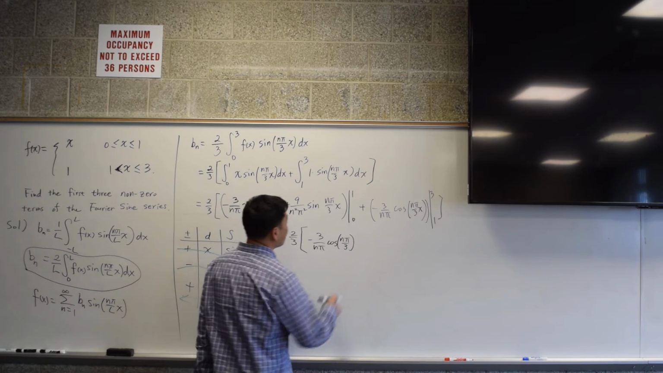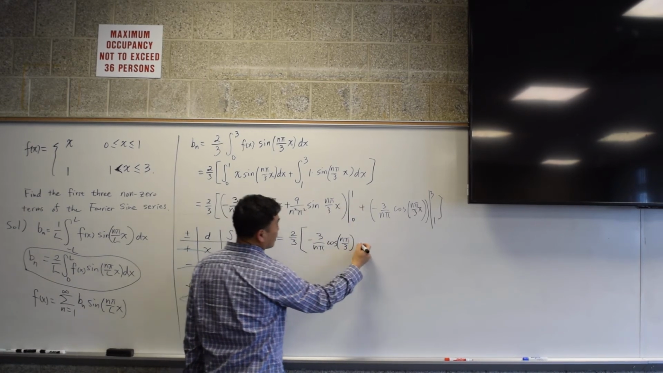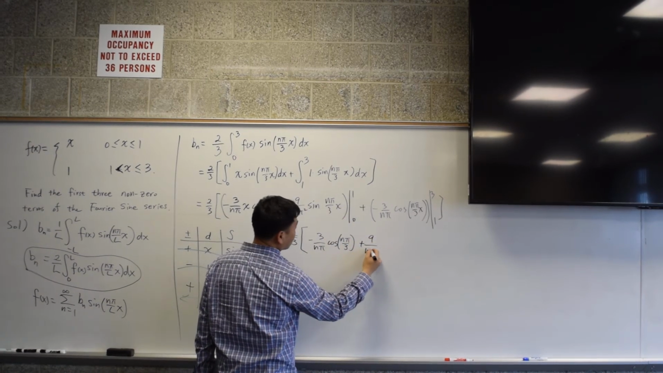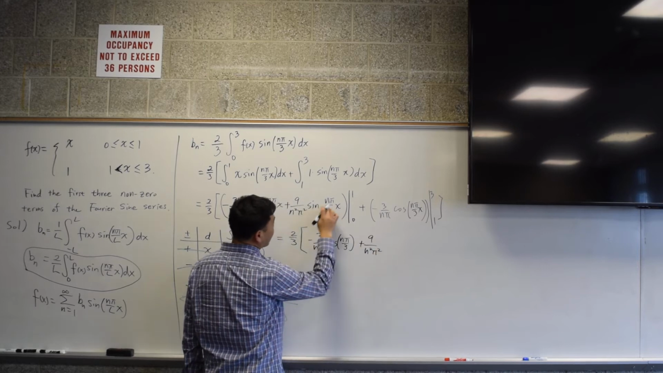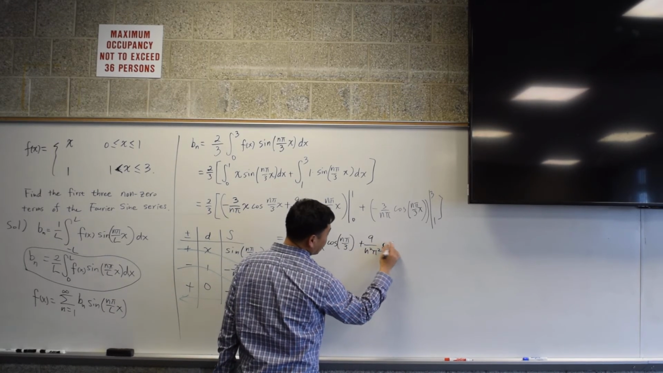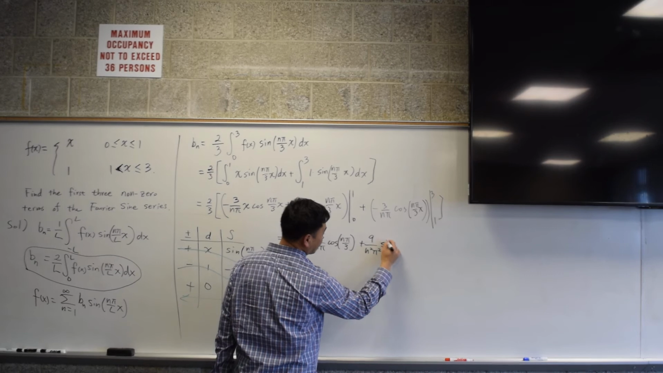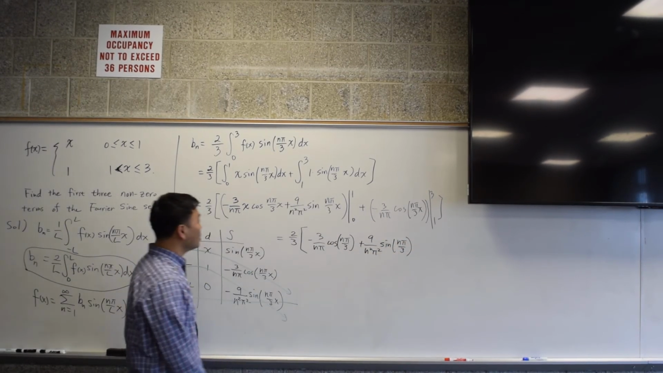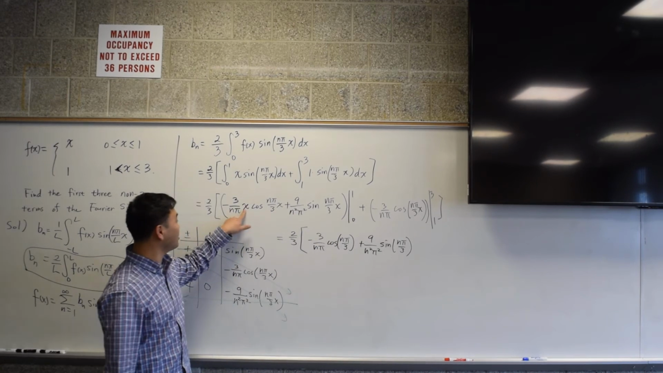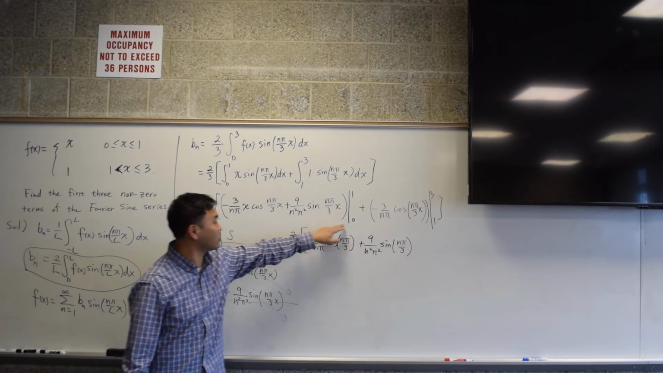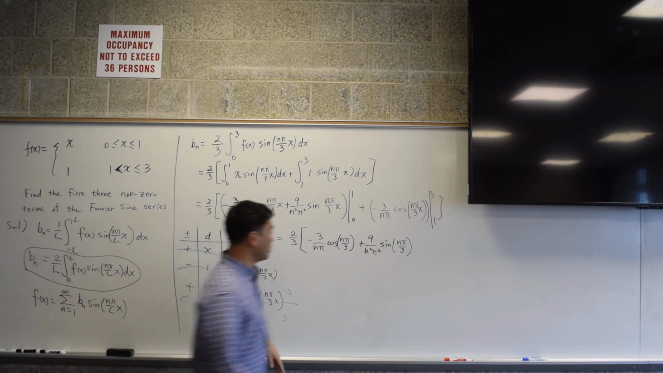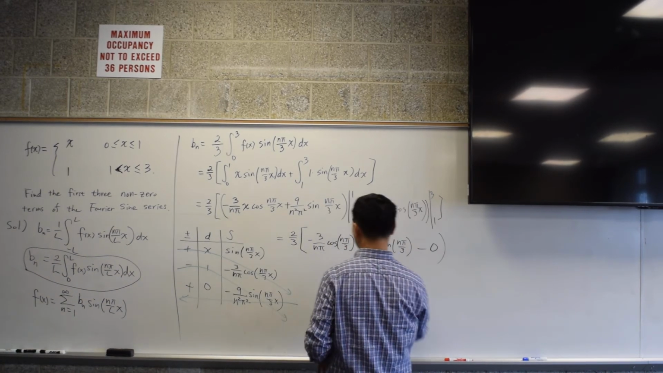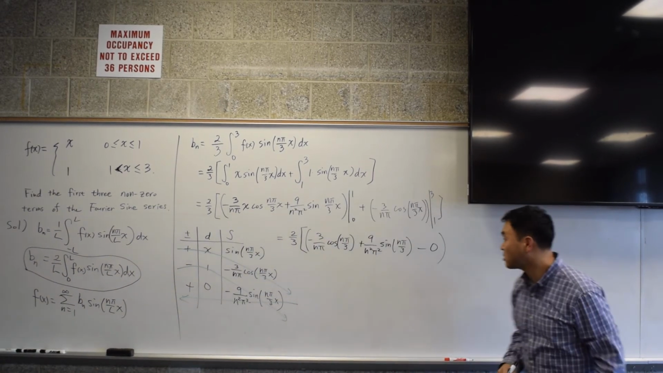Okay. When I plug in 1 to this, you get 9 over n squared pi squared sine of n pi over 3. And again, I have no idea what that is, so I'll just leave it as that. Sine of n pi over 3. When you plug in 0, because of this 0 here, it'll be 0. When you plug in 0 here, sine of 0 is 0. So when you plug in 0, there's nothing. So that's what you get from the first integral.